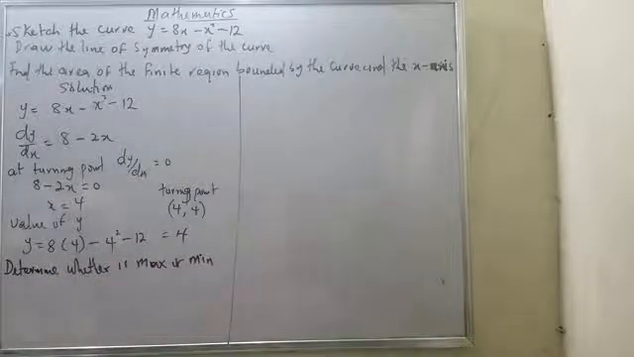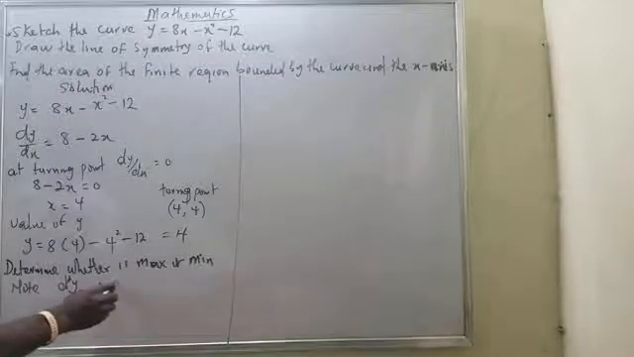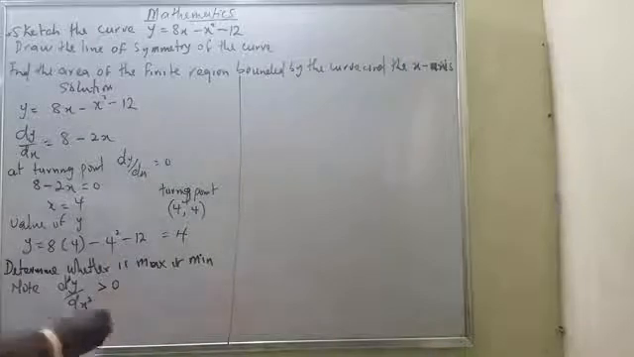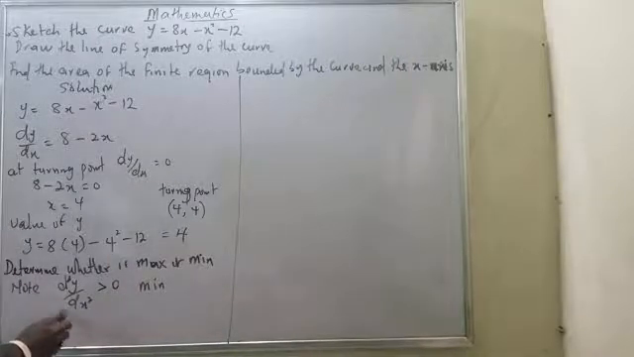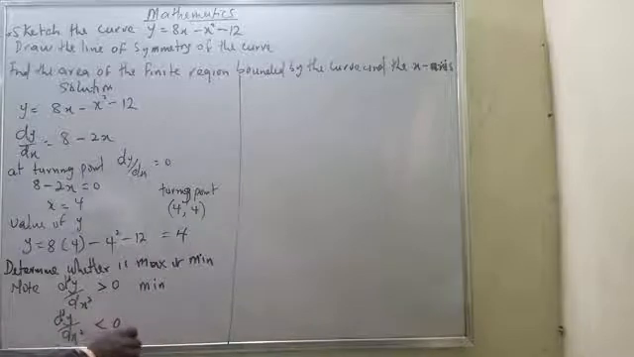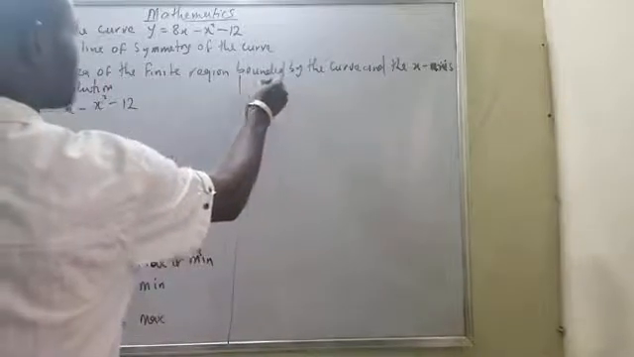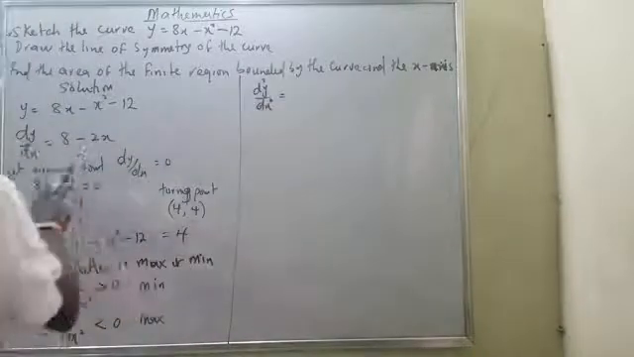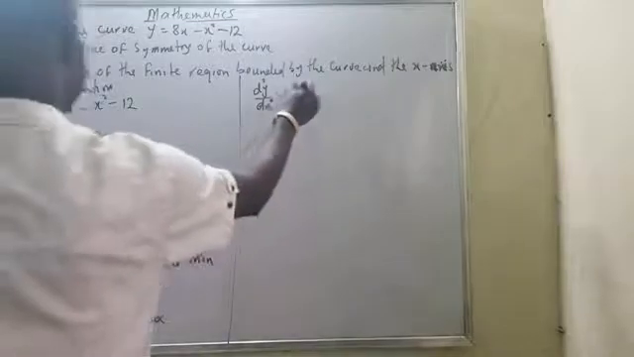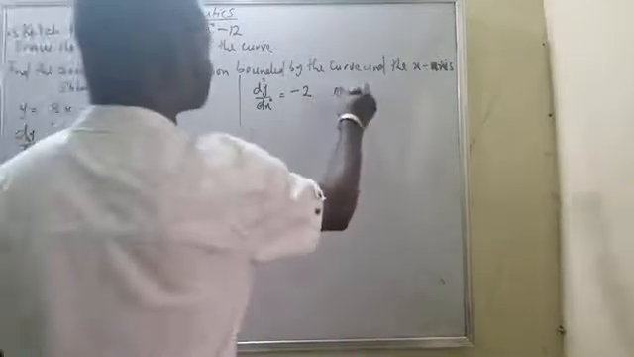Now, take note of these two pieces of information. If d squared y over dx squared is greater than 0, it means we are talking about minimum. If d squared y over dx squared is less than 0, we are talking about maximum. Now, if I do the second derivative, I differentiate once more, which is going to be minus 2. Minus 2 is less than 0, which means maximum. Please take note of that.